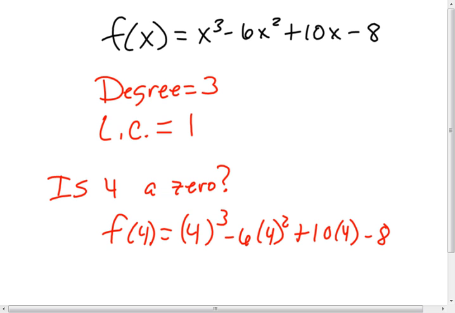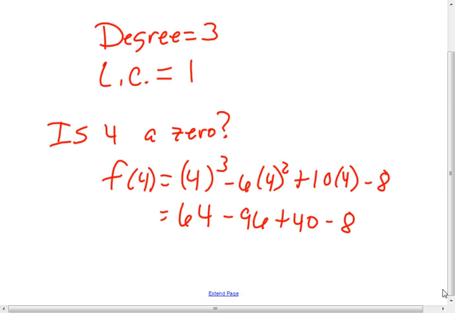4 cubed is 64. 4 squared is 16, and 16 times -6 will be -96. 10 times 4 is 40, and then of course we have our -8. Continuing to simplify, we have 64 and 40, that would be 104. -96 and -8, that would be -104. So f of 4 equals 0.